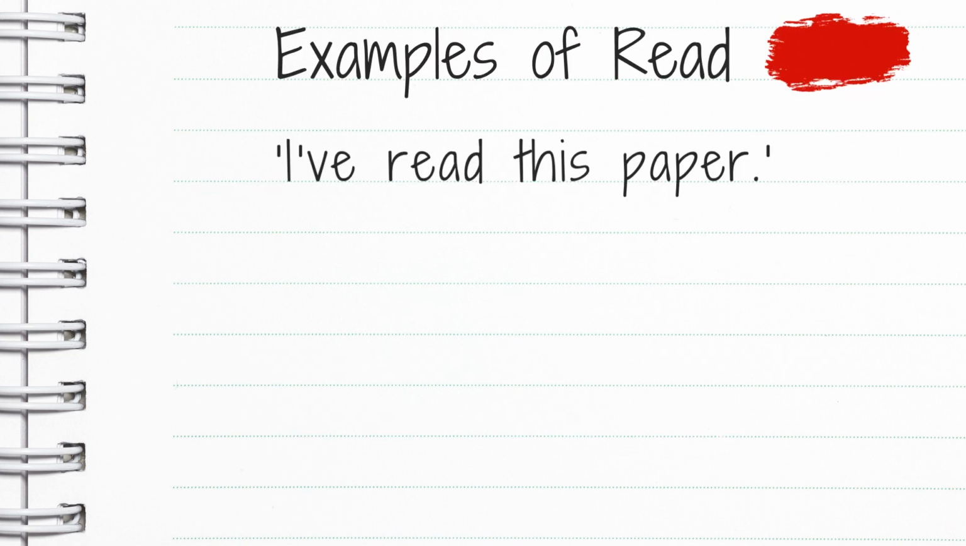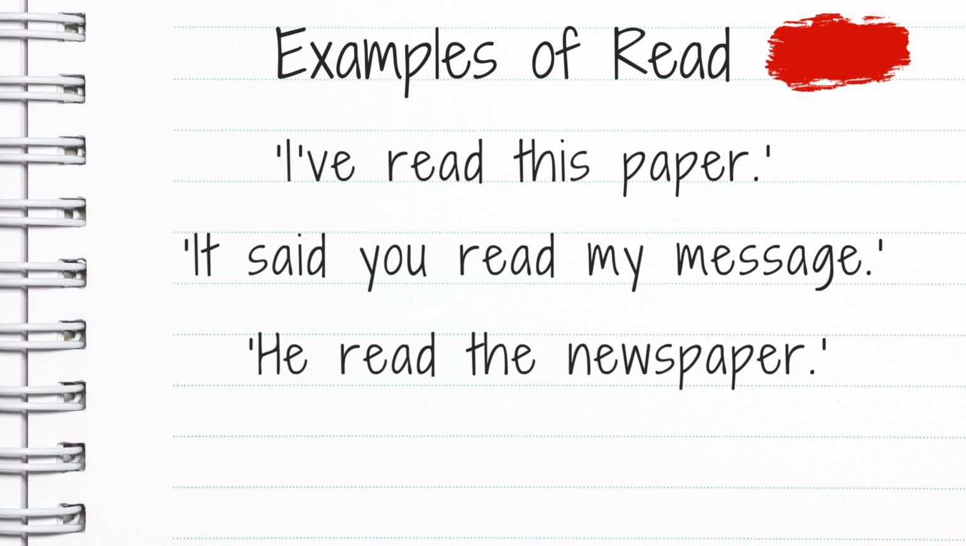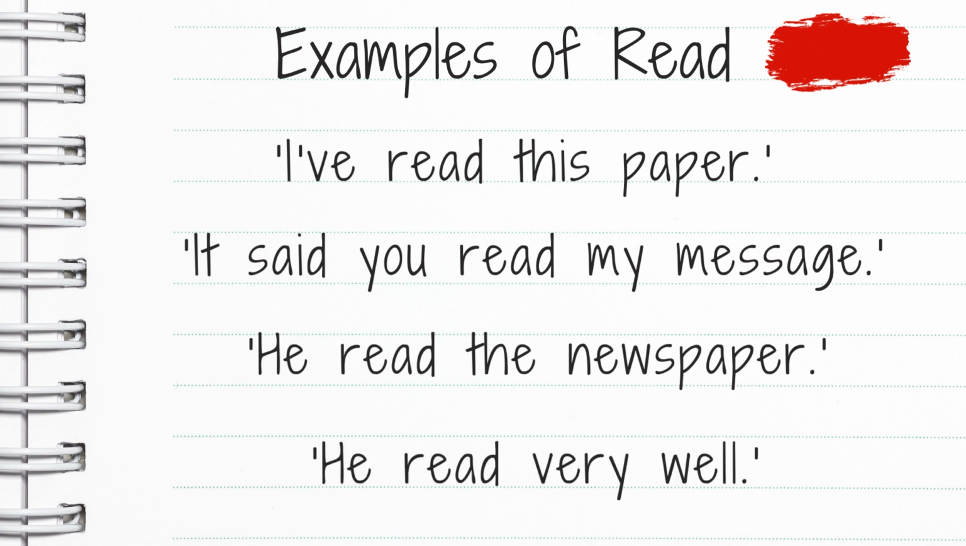So let's have a look at some sentence examples. So I've read this newspaper. It said you read my message. He read the newspaper. He read very well. Okay, so past tense of all those things. I have read this paper. It said you read my message, meaning that you'd already looked at the message.